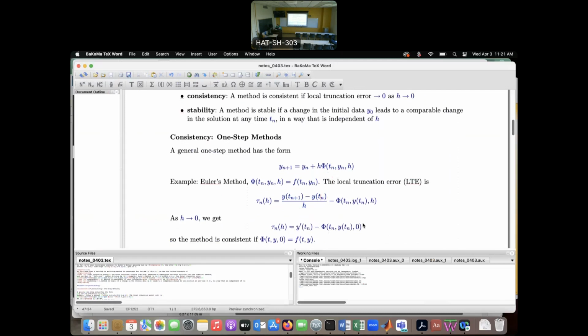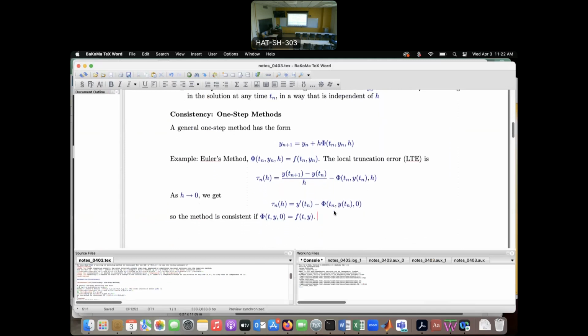And here, because h is going to 0, the third argument of capital phi becomes 0. So if this expression, the limit as h goes to 0, is equal to f of t_n, y(t_n), we're good. We have consistency. The local truncation error really is going to 0 as h goes to 0. So this is how you tell if a one-step method is consistent. You get your function phi, and then you plug in h equals 0 for that argument. And if the whole thing reduces to f, the method is consistent. Now, that doesn't tell you the order of accuracy. More work is needed for that, like Taylor expansion. But at least we have a simple way of checking for consistency.